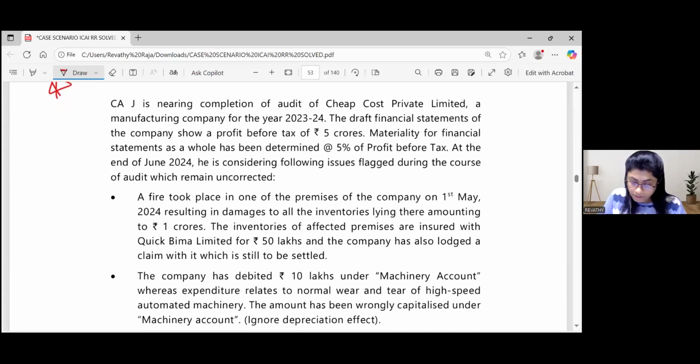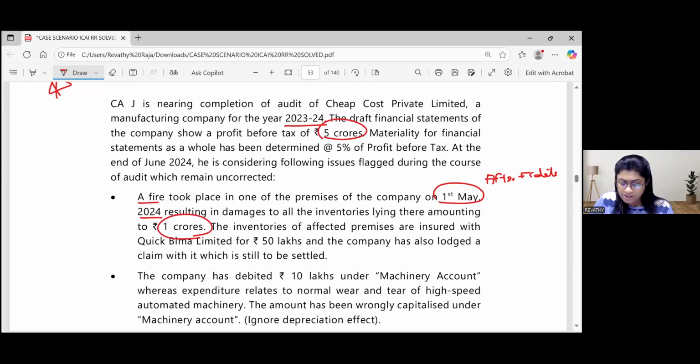Where is fire? Here. A fire took place in the premises of the company on 1st May 2024. So the year ending is 23-24. So the fire occurred after the balance sheet date. You saw the date, na? After the FS date only, resulting in damages to inventories to the tune of 1 crore. Profit itself is 5 crore. 1 crore inventory was damaged. The inventory of the affected premises is insured for 50 lakh. The company also lodged a claim, which is yet to be settled.